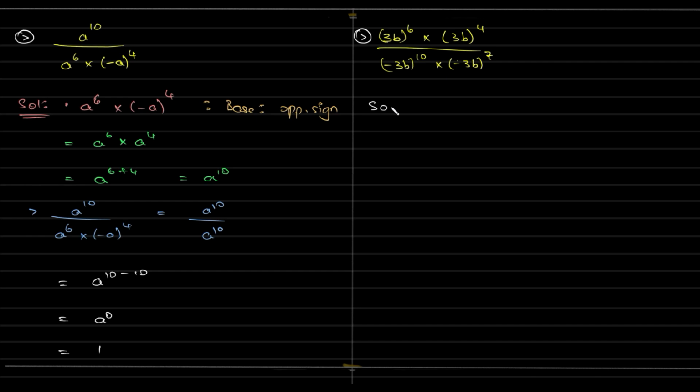Next we are looking at both numerator and denominator, right? So it has to be individually handled. So let's handle the numerator first. 3b whole to the power of 6 into 3b whole to the power of 4. The base is same and it is just multiplication. So we have 3b whole to the power of 6 plus 4, which is nothing but 3b whole to the power of 10.